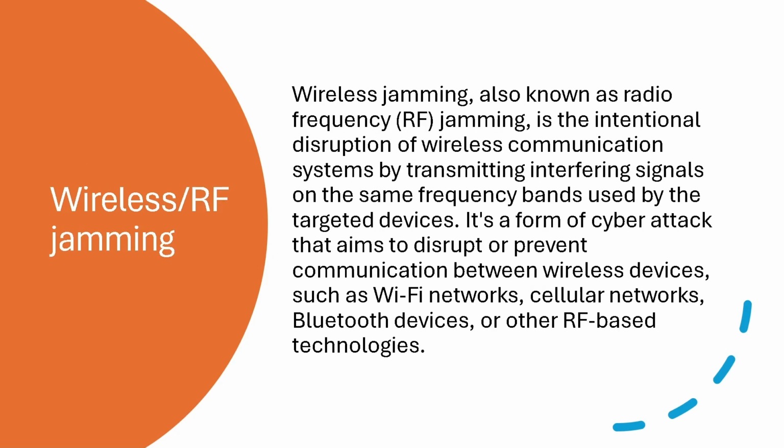Wireless or radio frequency jamming. Wireless jamming, also known as RF jamming, is the intentional disruption of wireless communication systems by transmitting interference signals on the same frequency bands used by the targeted devices. It's a form of cyber attack that aims to disrupt or prevent communication between wireless devices such as Wi-Fi networks, cellular networks, Bluetooth devices, or other radio frequency based technologies.